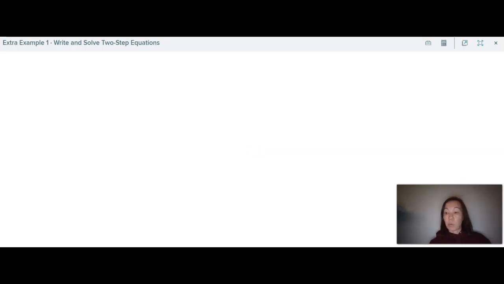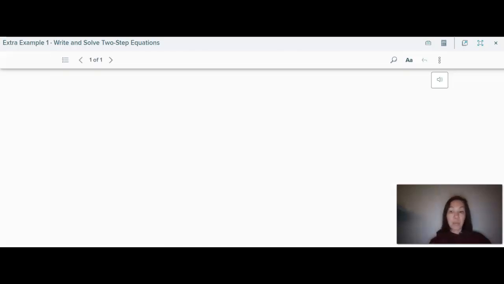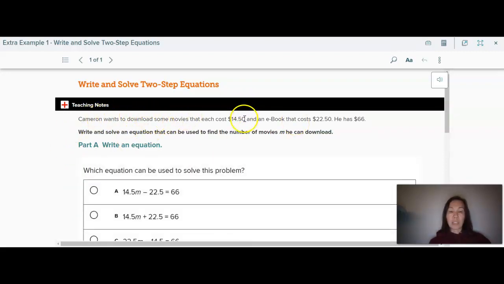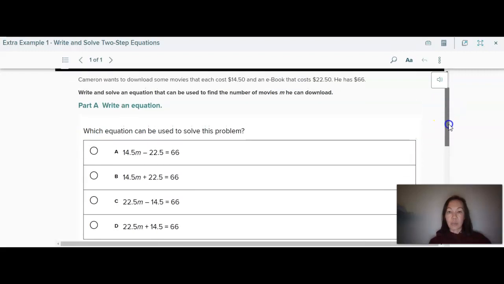Alright, let's look at another example. We'll just do the writing the equation part. This one's not in your book. You can just follow along and see if you can figure out what this equation is going to be. Cameron wants to download some movies that each cost $14.50, and an ebook that costs $22.50. He has $66. So let's look at these choices here. Which equation do you think makes the most sense? $14.50 per movie and an ebook for $22.50, and he has $66. So these all equal 66.